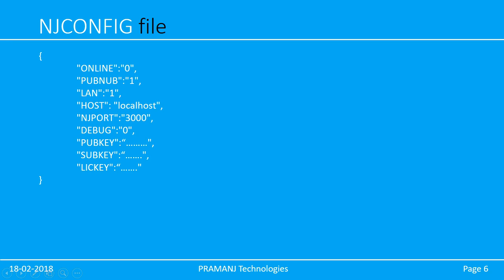Debug flag is to display the debug values on the NJ SCADA server as it executes. And this is the publish and subscribe key of the PubNub. And this is the license key of the NJ SCADA. If it is not licensed, then it will run for 2 hours and stop.